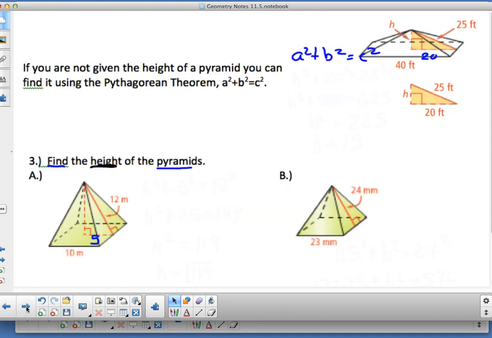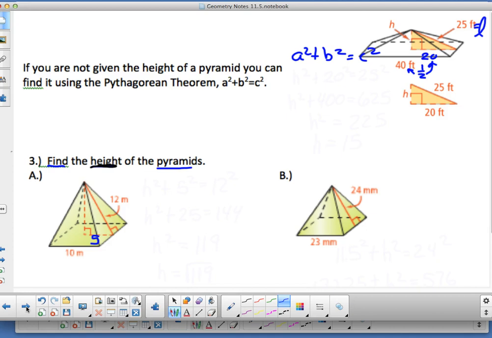If you are not given the height of a pyramid, you can find it using the Pythagorean theorem, a squared plus b squared equals c squared. I'm going to change it a little bit. I've got slant height, slant height's L. I have half of that 400, that's where I get 20. Okay, and I'm going to use those dimensions to help me.